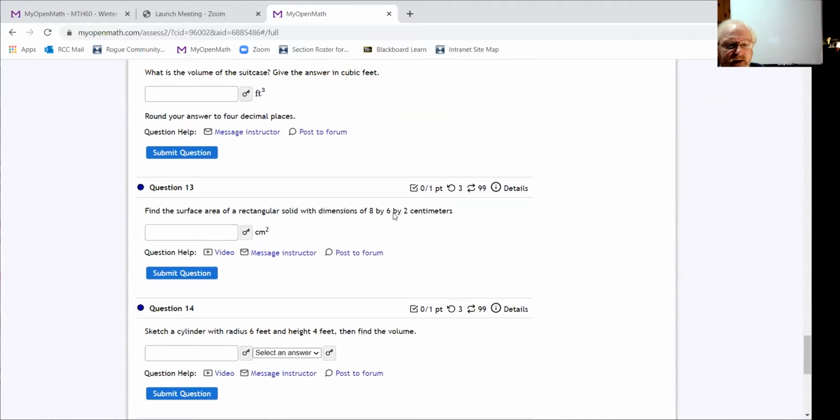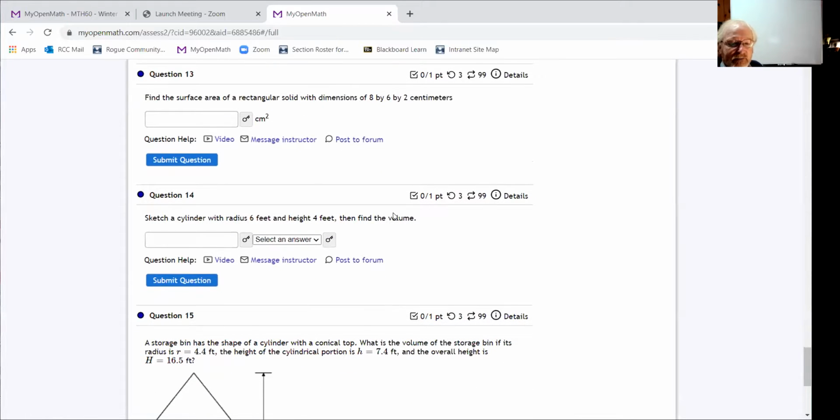Let's see, surface area. Oh, rectangular solid. So this is like the outside of a shoebox. What's the surface area? All 6 sides, top, bottom, and 4 walls. 8 by 6 by 2. See if you can imagine or draw yourself a little rectangular solid shape. You're going to find the surface area. It's 2 of this side and 2 of that side and 2 of the top and bottom. You've got to get all 6 sides and add them together.